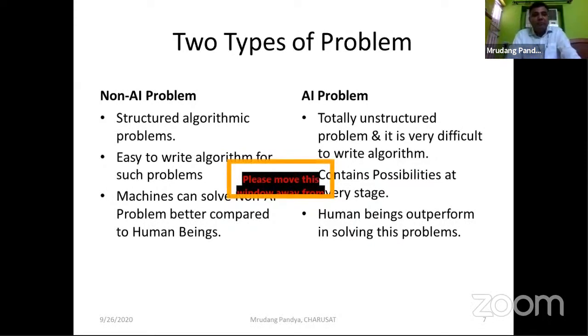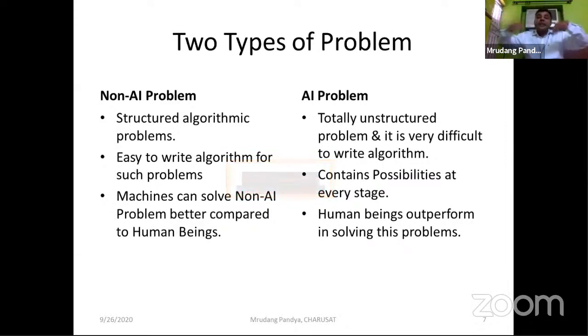Then machine can solve the problem better than human. Non-AI problems, like all the calculation part, right? 1 lakh into 1 lakh is 2,304, right? So machine will do that calculation much faster than human, because it has a structured algorithmic approach, right? So it is in the non-AI problem. But if we consider AI problems, nowadays also humans are ahead of machines, right? Machine cannot perform a vision task better than human, right? Machine cannot have sense, machine cannot have feeling, right? So these are the gaps of AI.